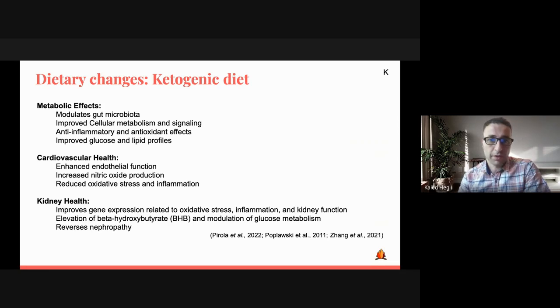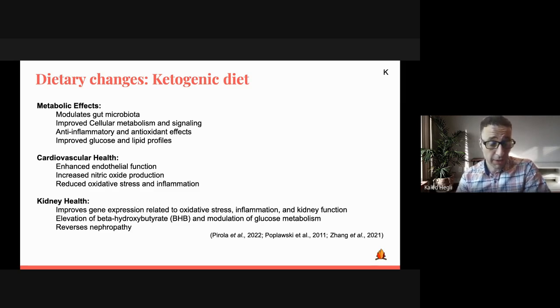So we mentioned low carb diet first, but obviously the superior one, the absolute king, is the keto diet. Really lowering those carbs and going high up with the fats would give us metabolic effects already at the microbiome level. Improved cellular metabolism is just more efficient. This will also show later in another diagram. Anti-inflammatory, antioxidant effects, glucose panel is better, lipid panel is better. Direct cardiovascular effects of the keto diet on the endothelial function, nitric oxide production, which, as we said, is a key element, and less oxidative stress and so on.